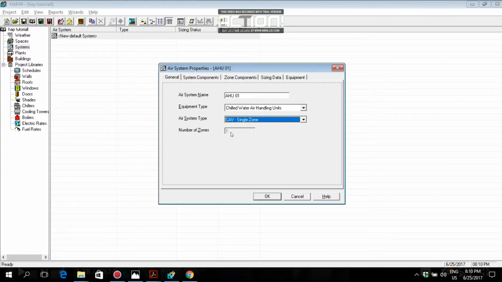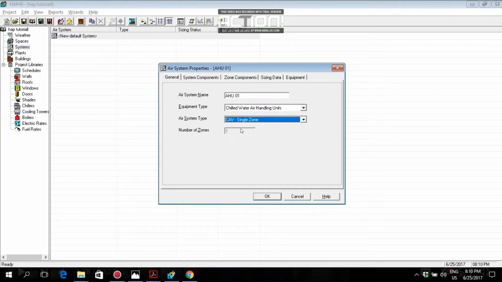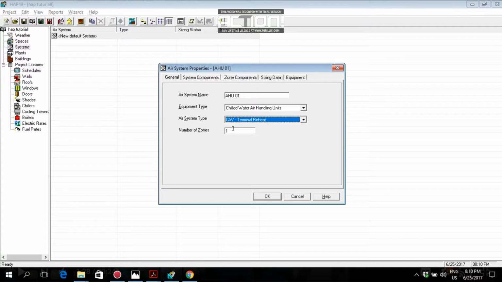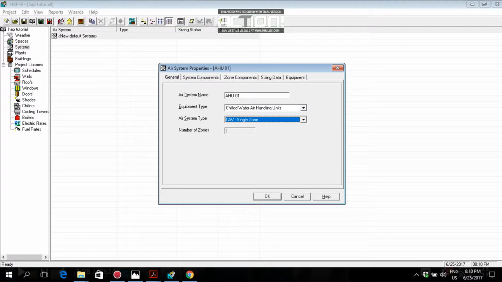So number of zones 1, because I'm selecting single zone, that's why it is frozen in gray color as 1. If I select another one, it will consider it as a number of zones. So let's consider only a single zone. This is the general information, the way you have entered. The next is system components.